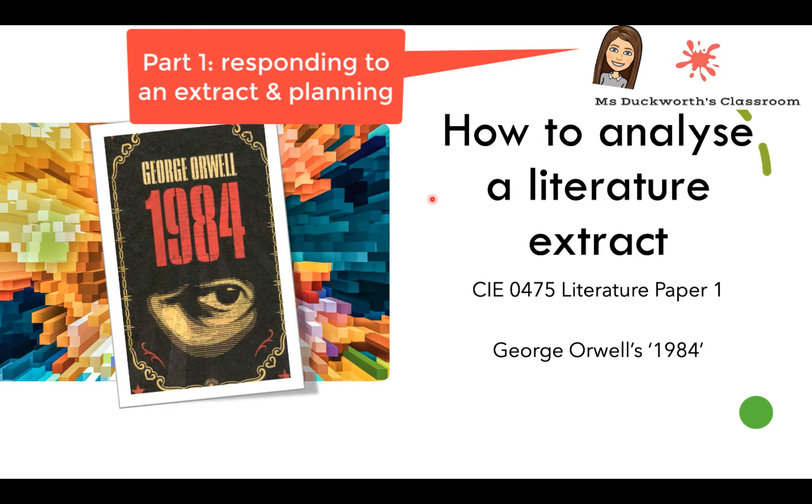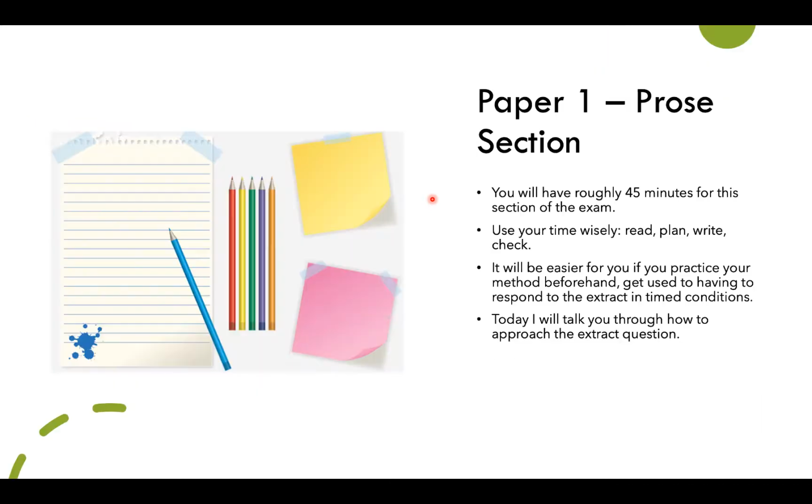This is a lesson on how to analyse a literature extract for George Orwell's 1984, and this is for the CIE 0475 Literature Paper 1. This is just a quick overview of this particular question. As you're probably aware, it goes with your paper 1 and it's your prose section.